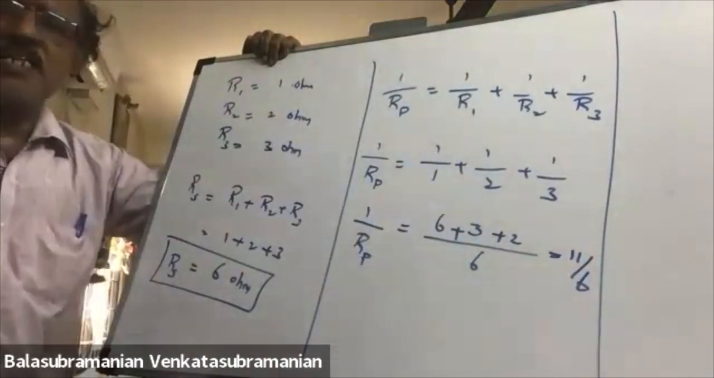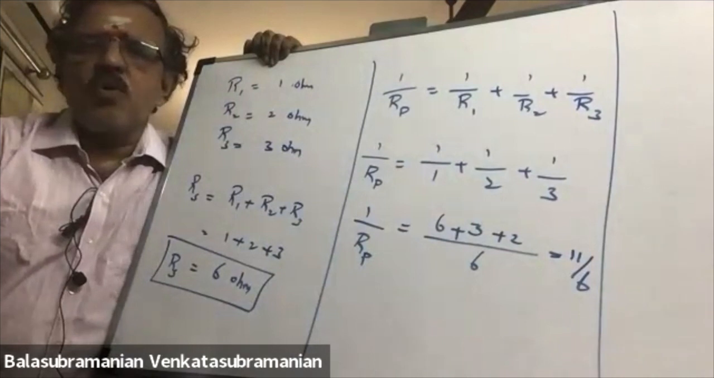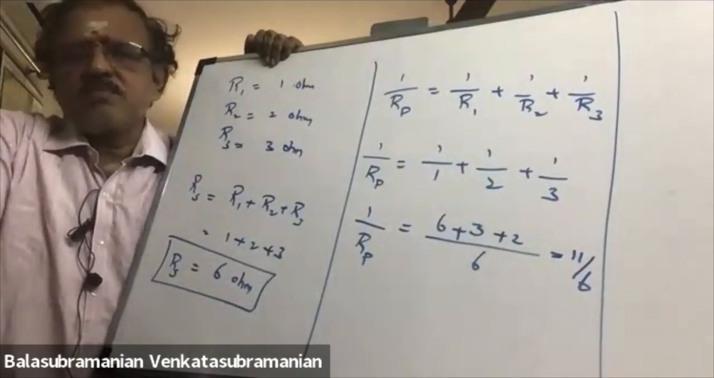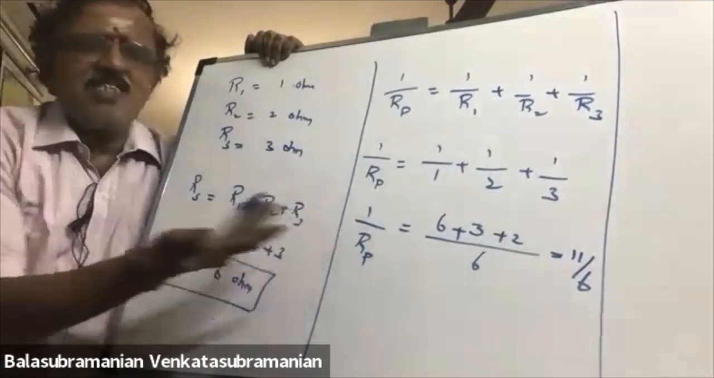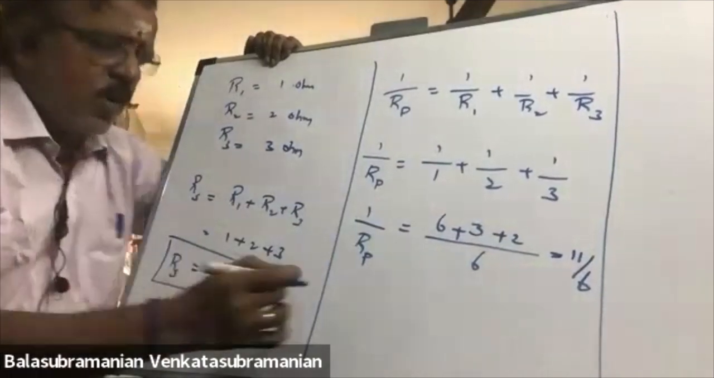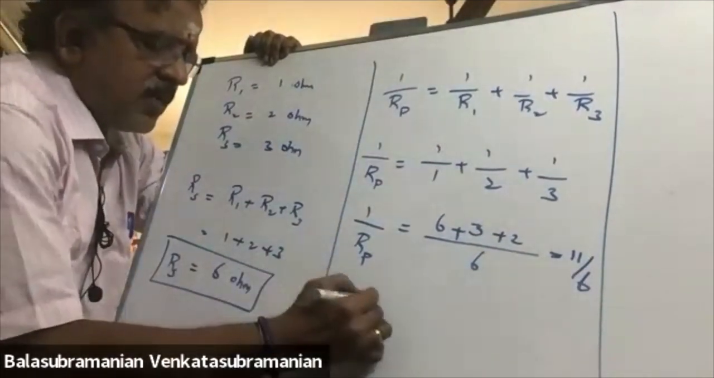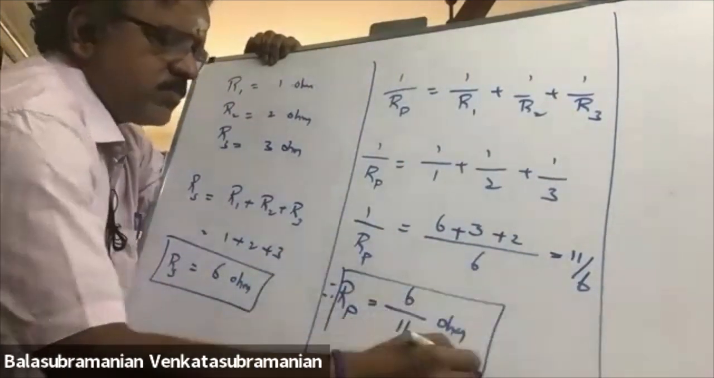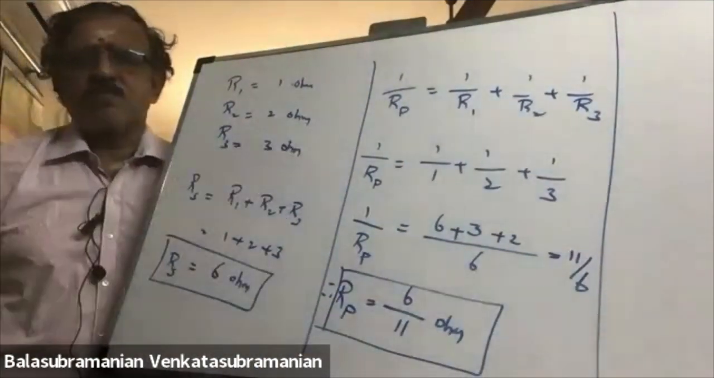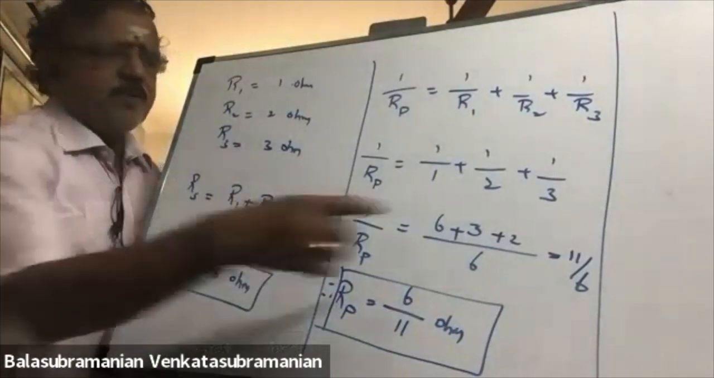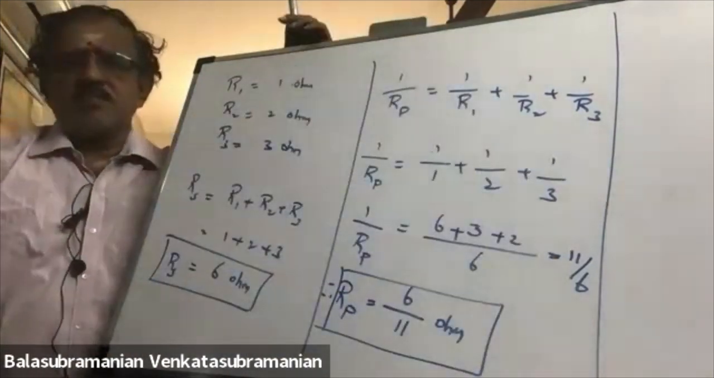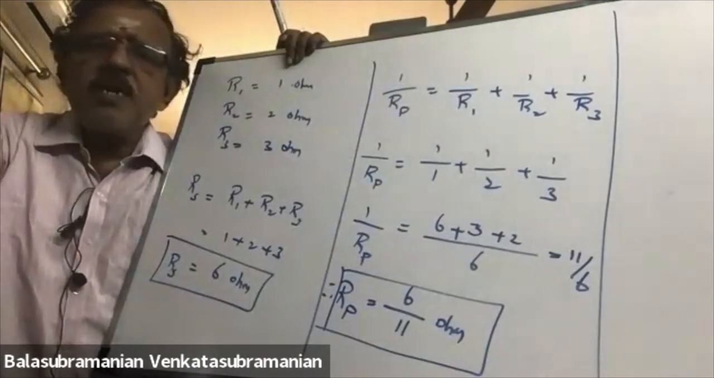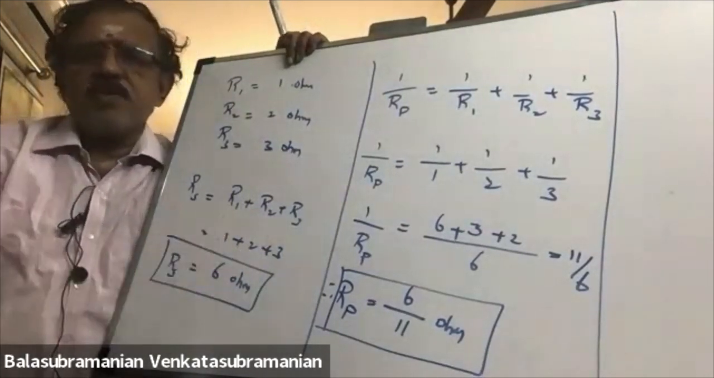99% of students will write the answer 11 by 6 ohm. Wrong. You cannot write that, because the left hand side is what? 1 by Rp. You want to calculate only Rp. That is 6 by 11 ohms. Inverse. They will do up to this point and write ohms. Wrong. It is the 1 by Rp value. Rp means the inverse of it.